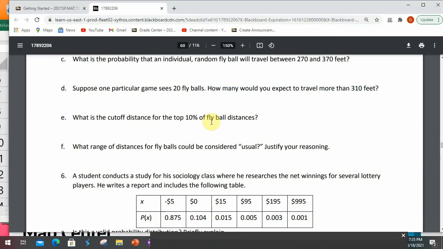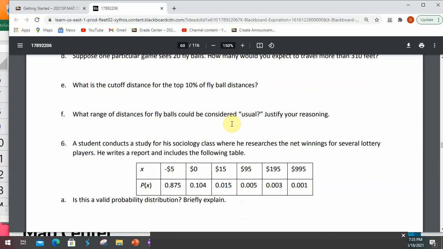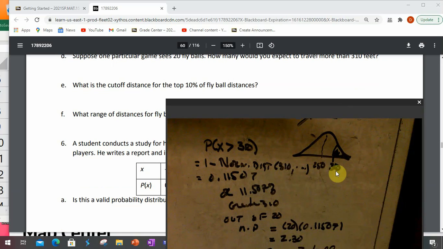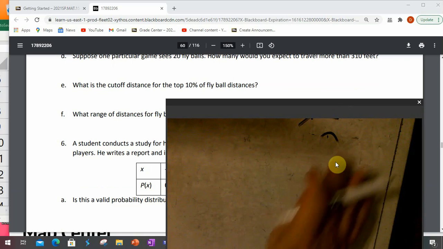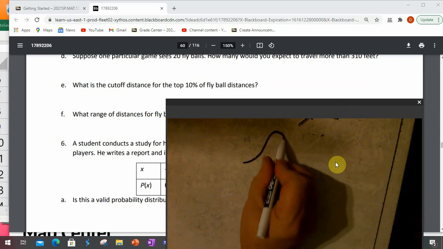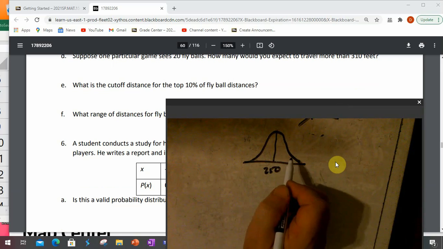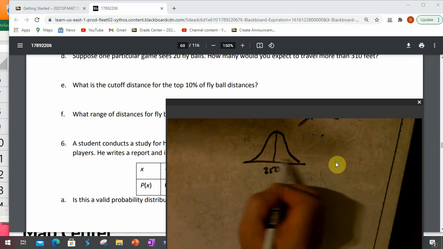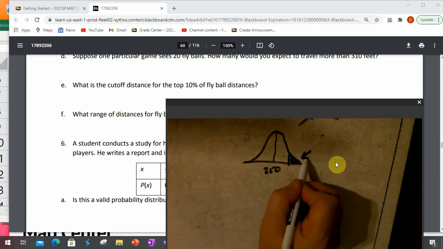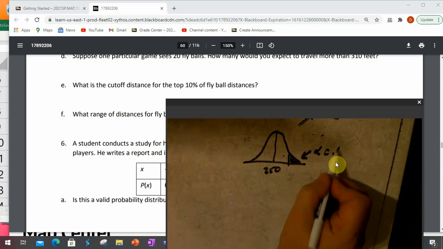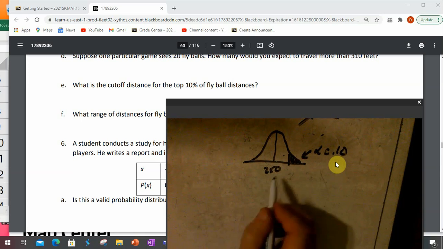What is the cutoff distance for the top 10% of fly balls? What is the top 10%? I want to know where this is. If I did our normal distribution curve, here's 250. 50% would be greater than 250, right? But I want to do the top 10%. That area in here is 0.10. That would be the top 10%. I need this break value.